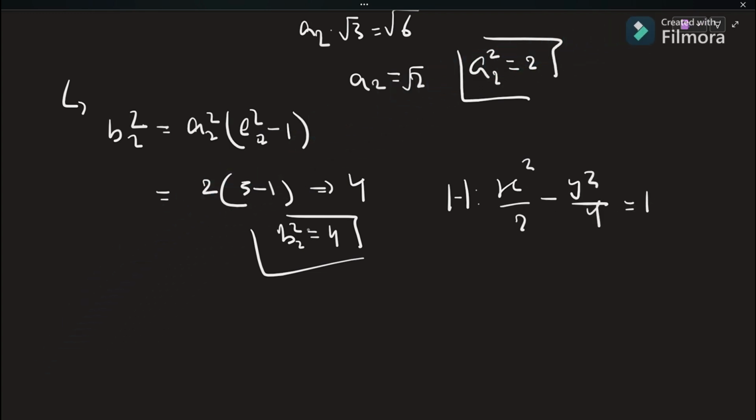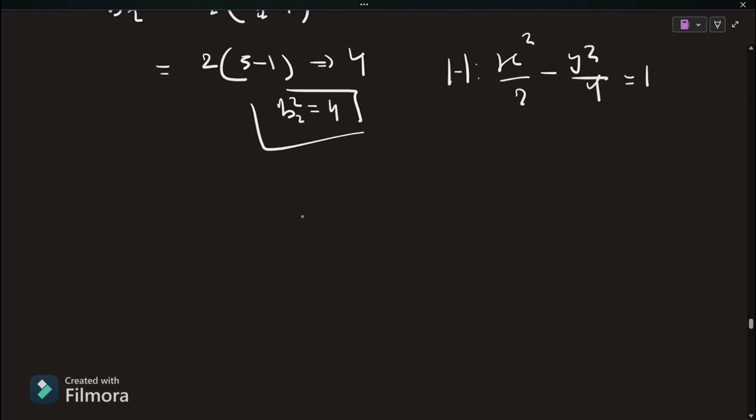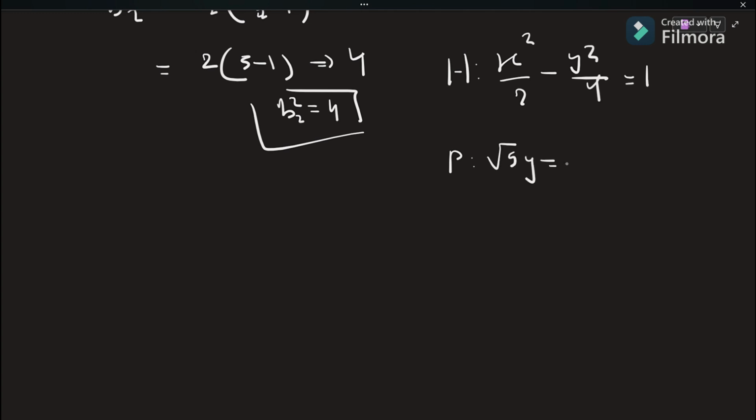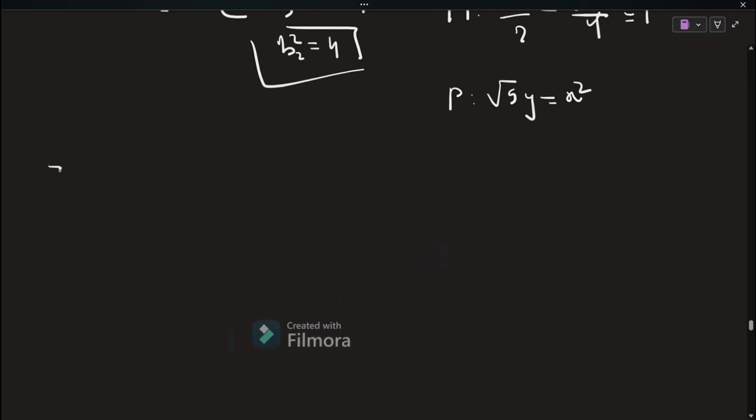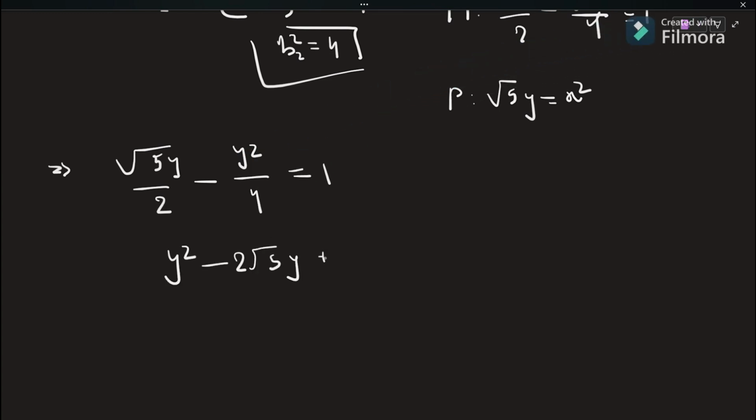Now let P and Q be the points of intersection of this hyperbola and the parabola in the first quadrant, and let D be the distance between PQ. So the parabola is root 5 y equals x square. When we intersect those curves, it will be root 5 y by 2 minus y square by 4 equals 1. So y square minus 2 root 5 y plus 4 equals 0.